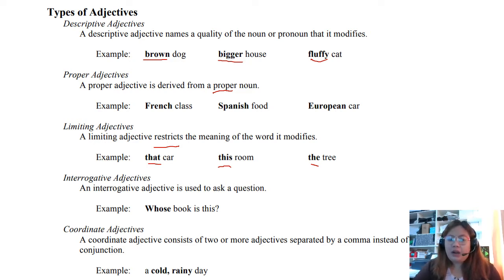Coordinate adjectives, however, are not usually used in normal day-to-day conversations or in academic writing. Coordinate adjectives consist of two or more adjectives separated by a comma instead of by a coordinating conjunction, and they are usually seen in poetic and prosaic sentences. So we have, a cold, rainy day. Our coordinate adjectives here are cold and rainy, separated by the comma in between.